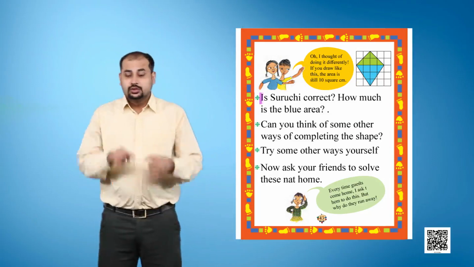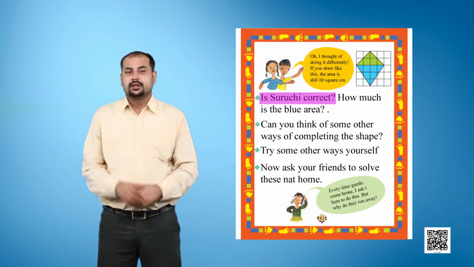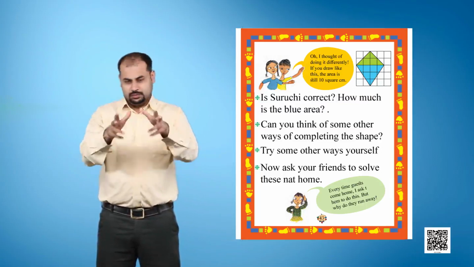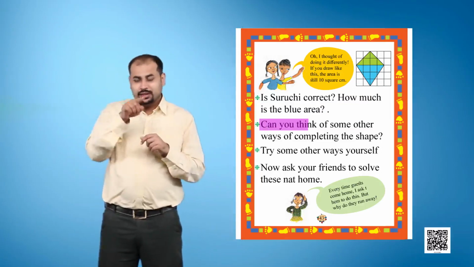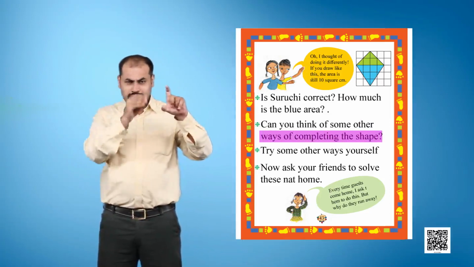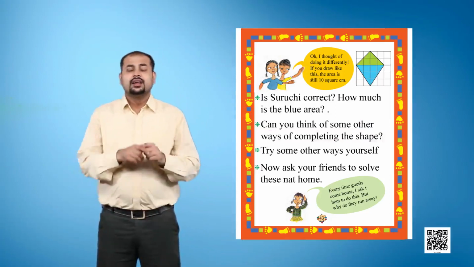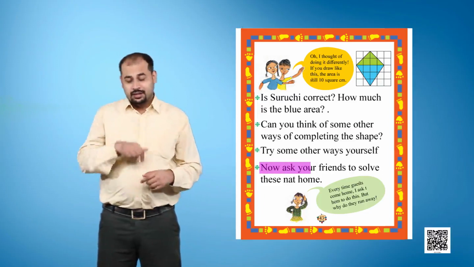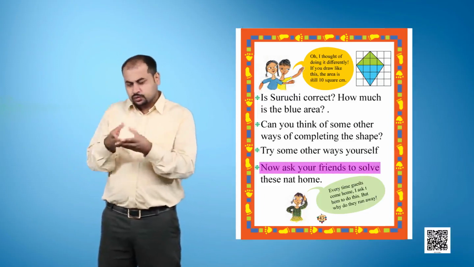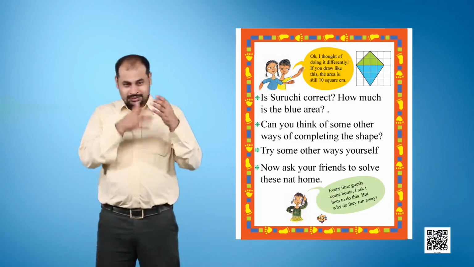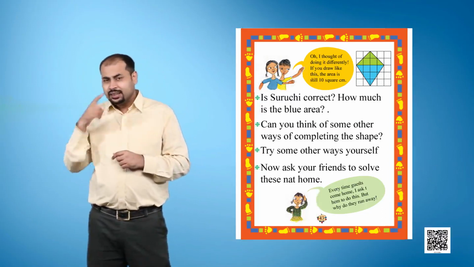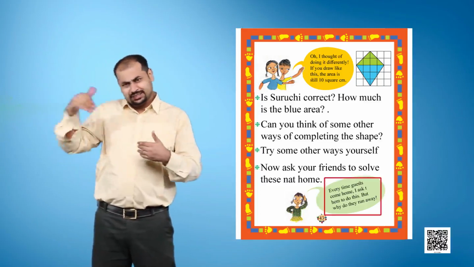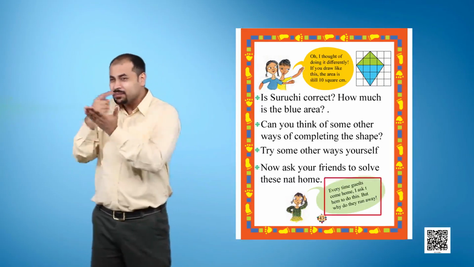Questions. Is Suruchi correct? How much is the blue area? Can you think of some other ways of completing the shape? Try some other ways yourself. Now ask your friends at home to solve these. We see the picture of a girl next to the questions, thinking to herself, "Every time guests come home, I ask them to do this. But why do they run away?"